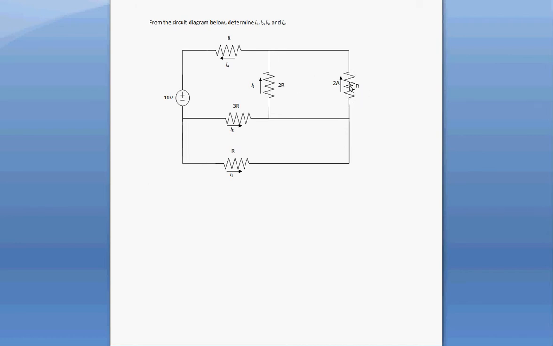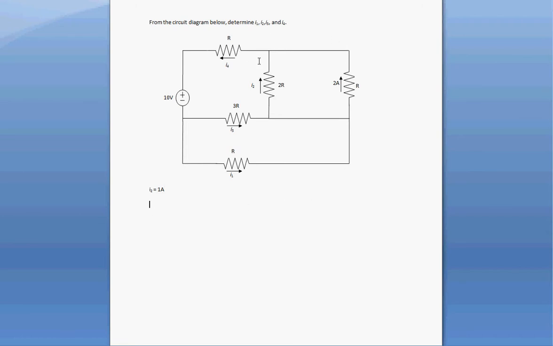The current leaving through this resistor should be twice as much as the current through this one because this has half the resistance, R compared to R. So this current here should be half as much as this current. So half of 2 amps is just 1 amp. So therefore I2 is equal to 1 amp.